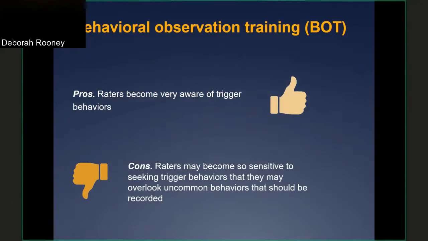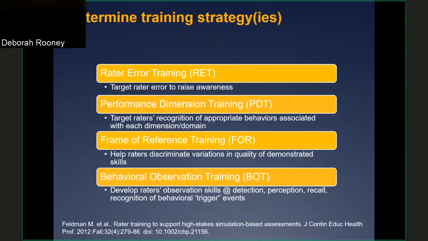The pros: raters become very aware of trigger behaviors, which is great. But the cons are the raters may become so sensitive to seeking out those trigger behaviors that they may overlook uncommon behaviors that should be recorded, perhaps a decision to push a specific drug that's not in the typical algorithm or the approved algorithm, those kinds of things. And those are notable, but often could be overlooked if it's not trained in on the initial training of the raters.